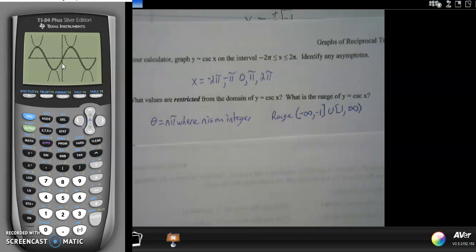So because the range of the original goes from negative 1 to 1, when you start flipping those, you end up getting larger and larger answers. So for example, flipping 1/2 gives you 2. Flipping a third gives you 3, and so on. So that's why there's no values between negative 1 and 1.